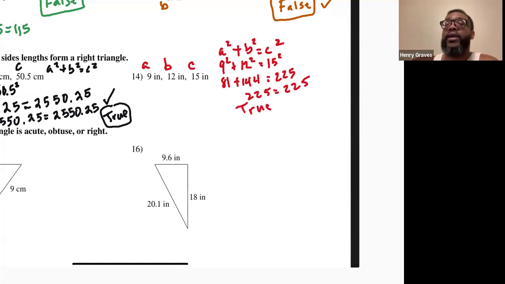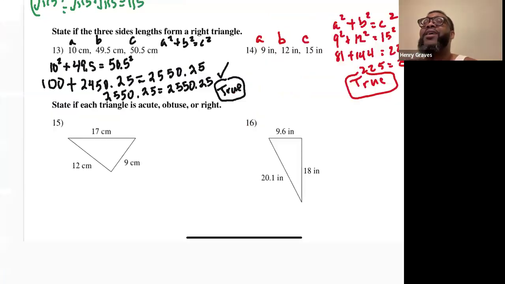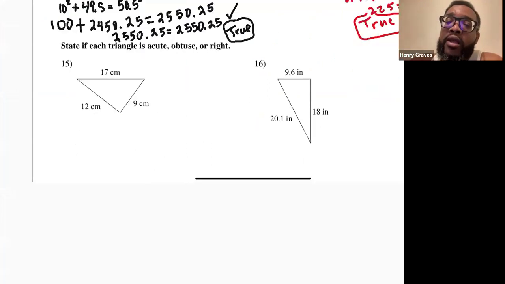Now, we get to the fun stuff. So, gosh, I had to explain this to you guys. So on number 15 and 16, I'm just going to make a little note here in 2 different colors, okay? I'm going to talk about acute. So if a squared plus b squared is less than c squared, oops. This is acute, right? That means you have an acute angle you're dealing with.